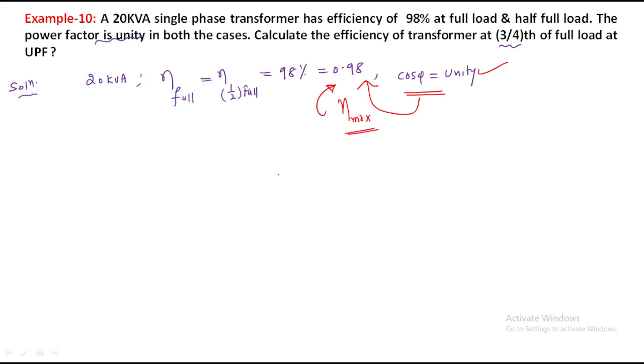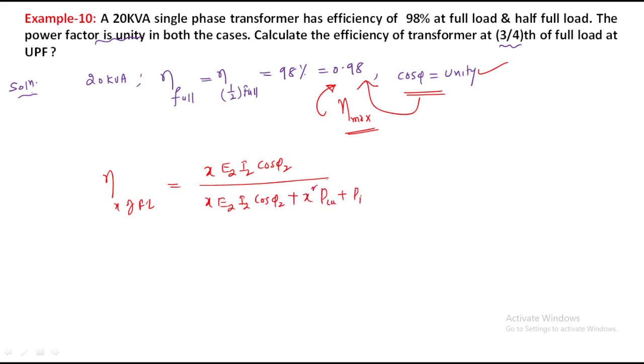So we all know, what is the formula for efficiency? At x of full load, efficiency is equal to x into E2I2 cos phi 2 by x into E2I2 cos phi 2 plus x square into PCU plus PI, right? This is the formula to calculate the efficiency of a transformer. Here at full load and half load, 0.98 is the efficiency, and we have to calculate the efficiency at 3/4 of full load.